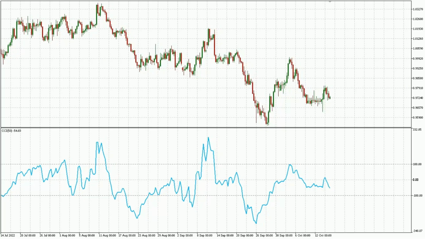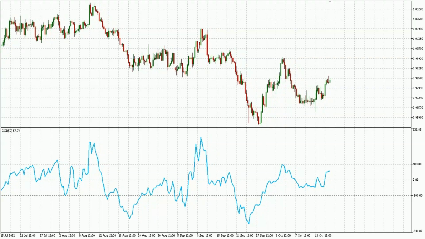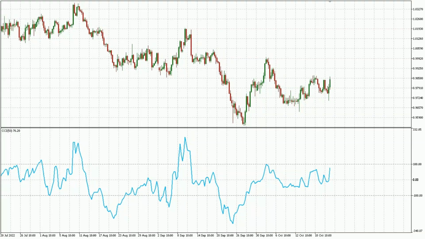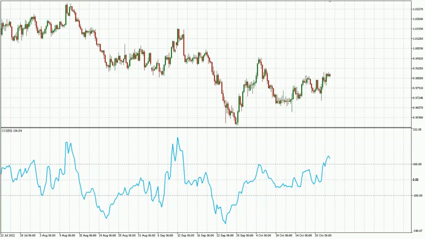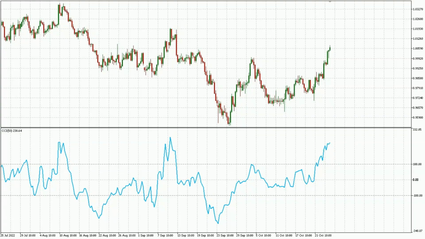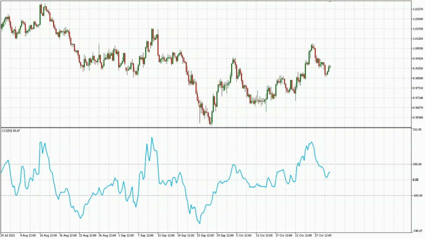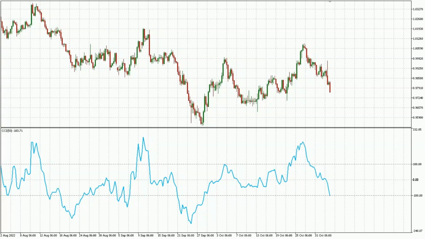Let's analyze this chart with CCI values. It moves around zero line, above and below it, and subsequently crosses above the 100 level. The reversal emerges at CCI 220, signaling the strong beginning of a new downtrend.